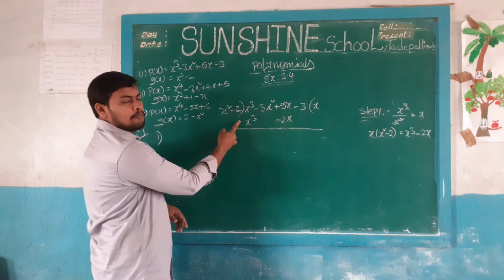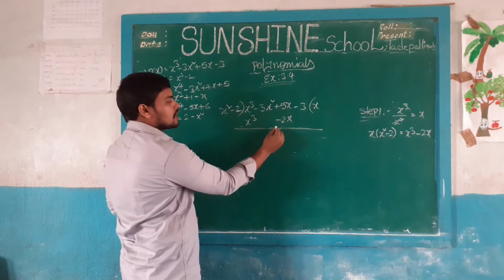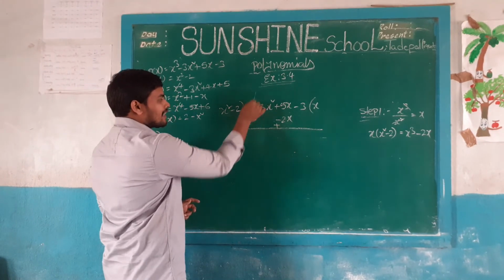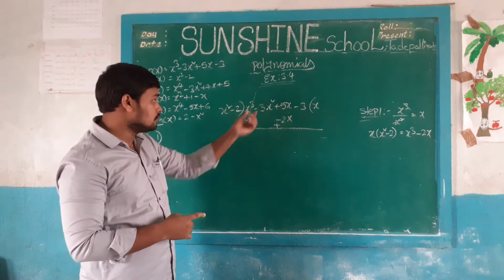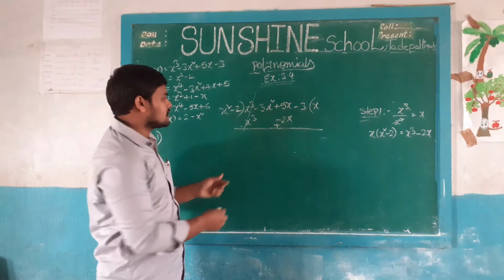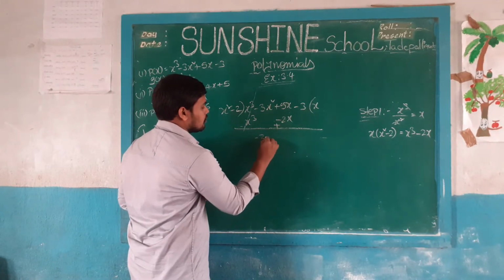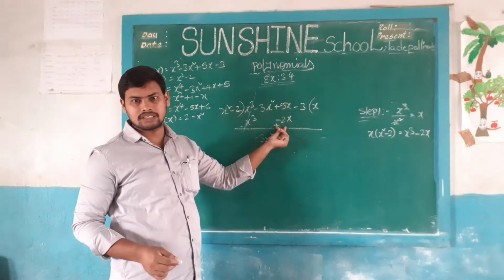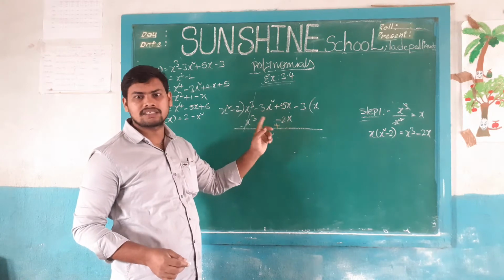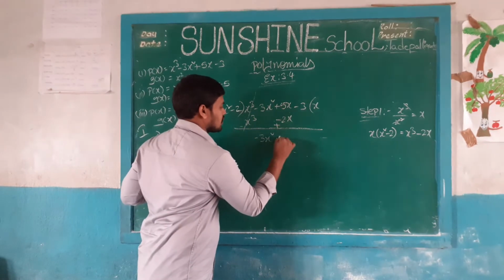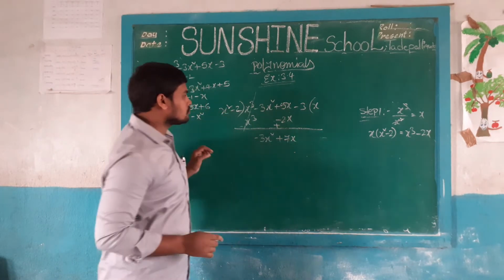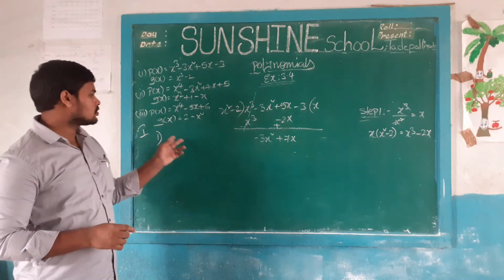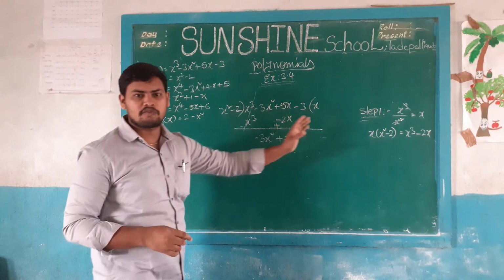Next one. Here plus turns to minus, minus turns to plus. So x cube minus x cube cancel. Next, what is the term here? Minus 3x square. Next, plus 5x plus 2x is 7x. Okay, so step 1 is over.